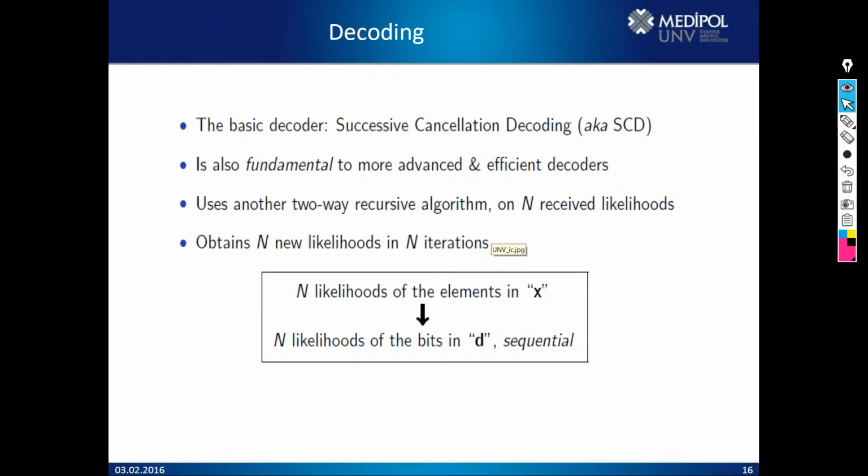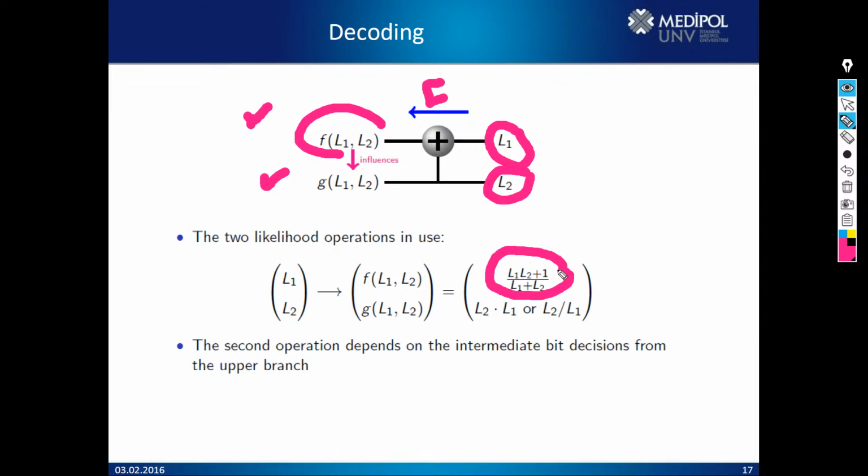So the two likelihoods L1, L2 are now being transferred to F and G, and the functions are this. The function f is: you take L1 multiplied by L2 plus 1 over L1 plus L2. This is like the first likelihood from branch 1. The second one is L2 multiplied by L1, or L2 over L1, and when you can use the second operation depends on the intermediate bit decision from the upper branch. So this is how it influences it.